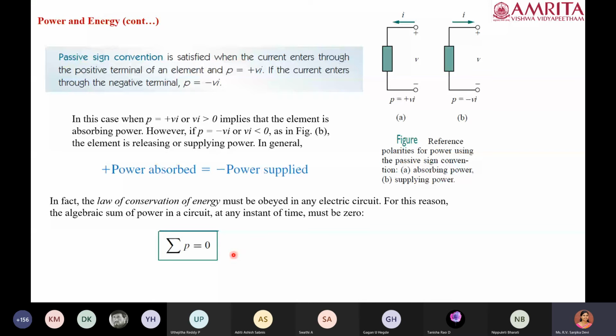So here the thing is that the total power in a closed circuit should always be 0, and the passive sign convention for power is that if current comes out of the positive terminal, it is supplying power, and if current enters into the positive terminal, it is absorbing power. The law of conservation of energy tells us that the total power supplied to the circuit must always balance the total power which is absorbed by the circuit.